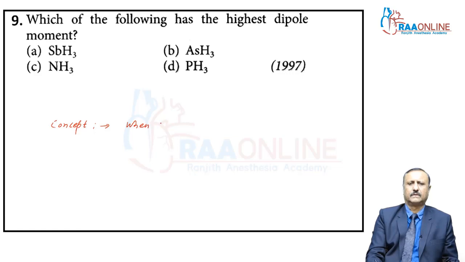When the charge of an element, which is highly electronegative, and a highly electropositive element or hydrogen, when the charge difference between them is maximum, then we can see the dipole moment is higher.